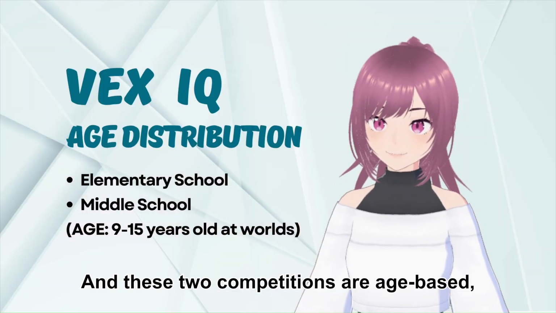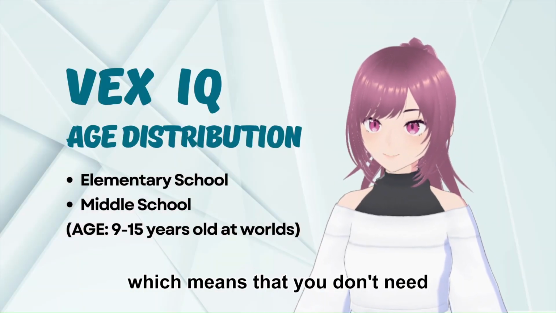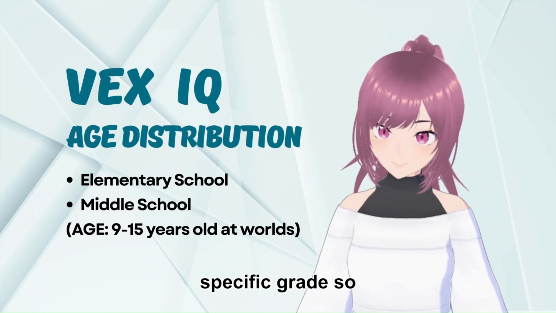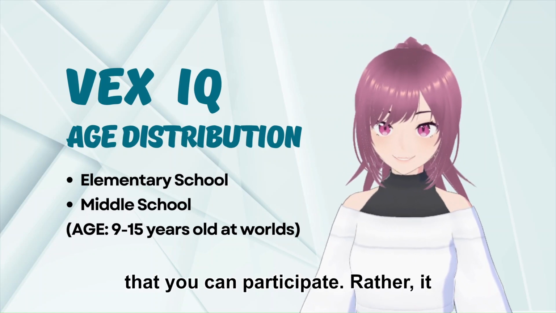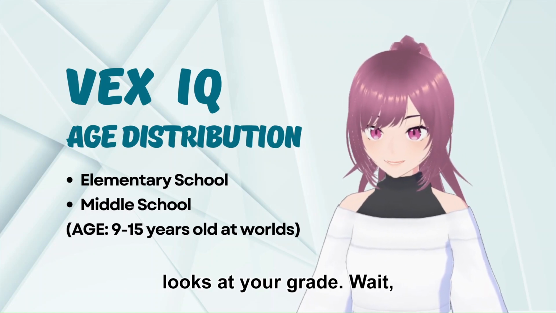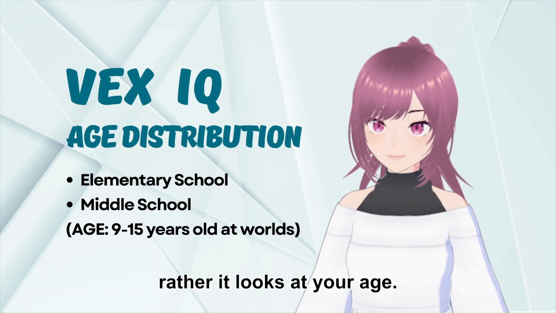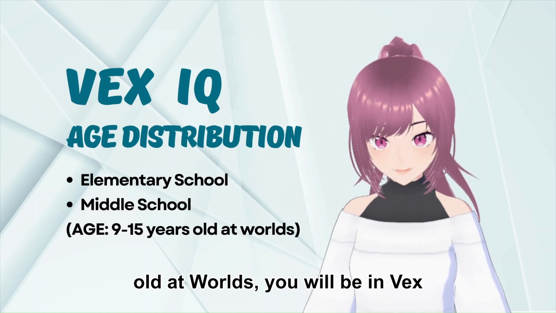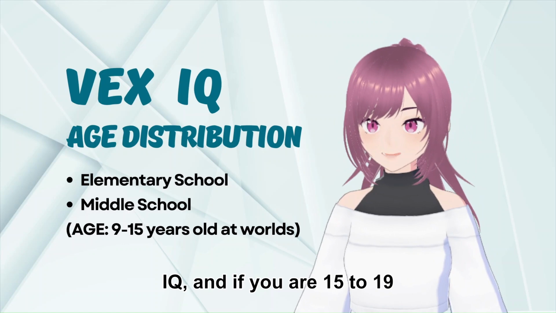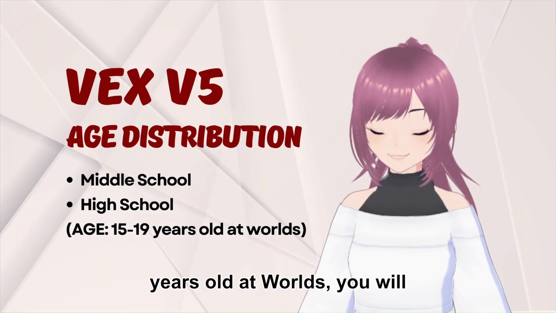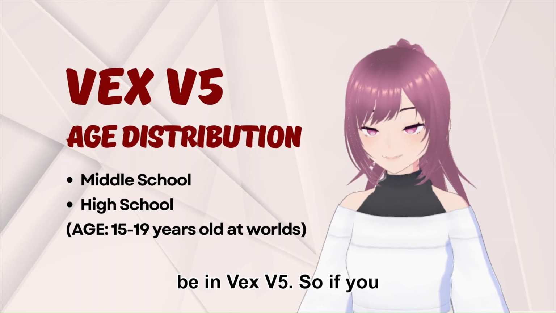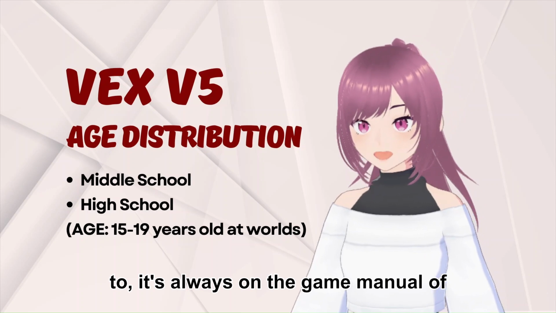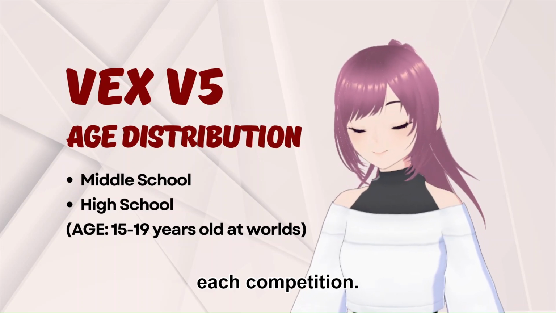These two competitions are age-based, which means that you don't need to be in a specific grade to participate. Rather, it looks at your age. So when you are 9 to 15 years old at Worlds, you will be in VEX IQ, and if you are 15 to 19 years old at Worlds, you will be in VEX V5. If you are wondering which category you can go to, it's always in the game manual of each competition.